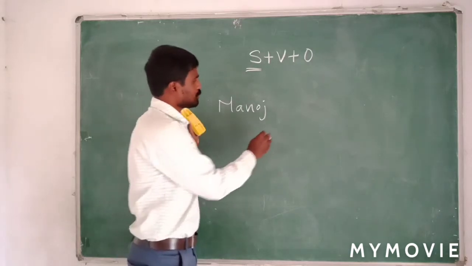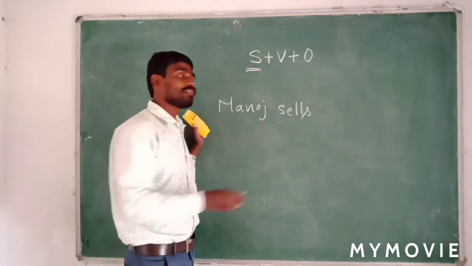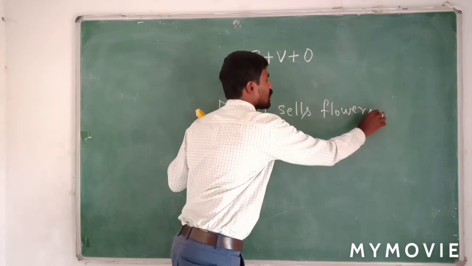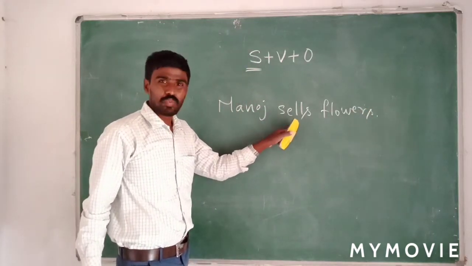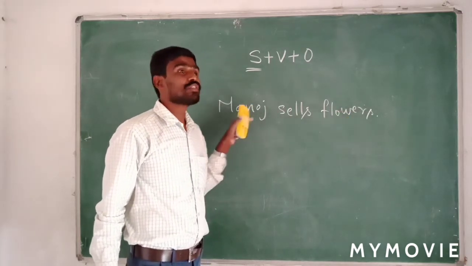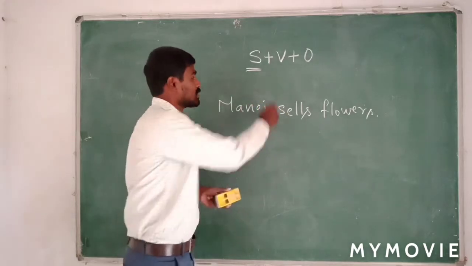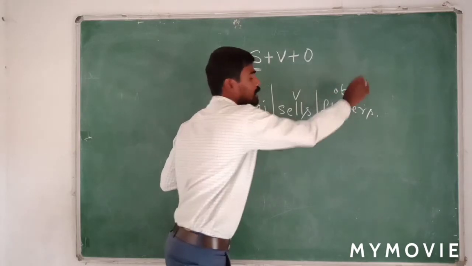So Manoj sells flowers. Manoj sells flowers. Manoj is the subject, sells is the verb, flowers is the object, the receiver. So this is the formula that we follow while framing a sentence. First comes the subject, next is the verb, and later the object.